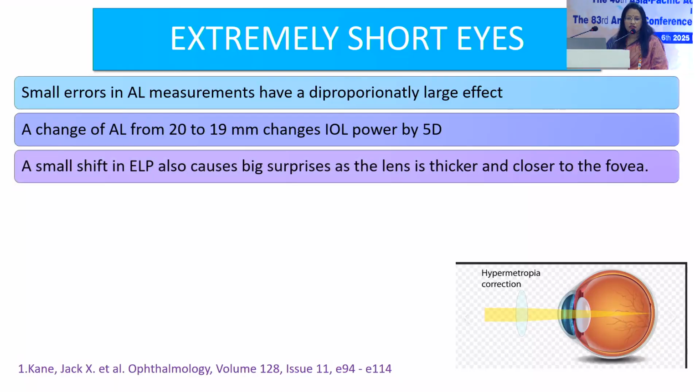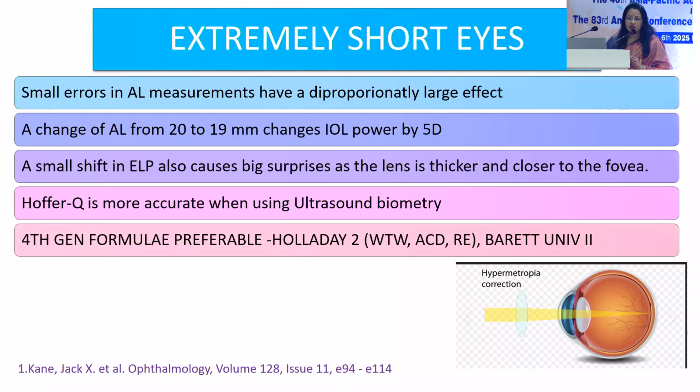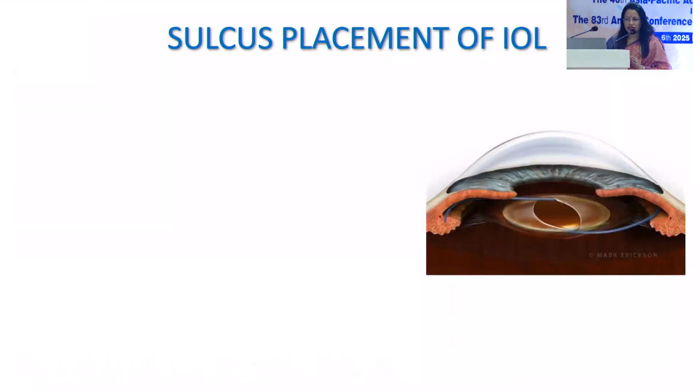Small shift in effective lens position also causes a big refractive surprise because the lens is thicker and it is closer to the fovea. Hoffer Q is supposed to be more accurate if we are using ultrasonic biometry, but fourth generation formulas are always preferred in such eyes.